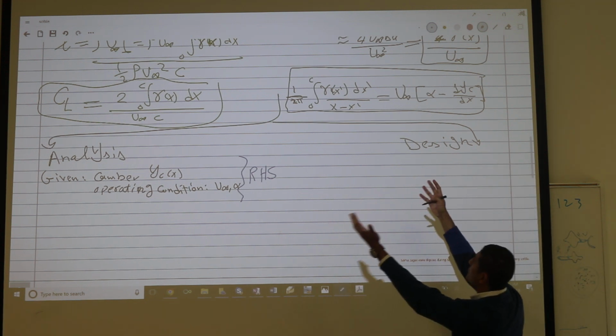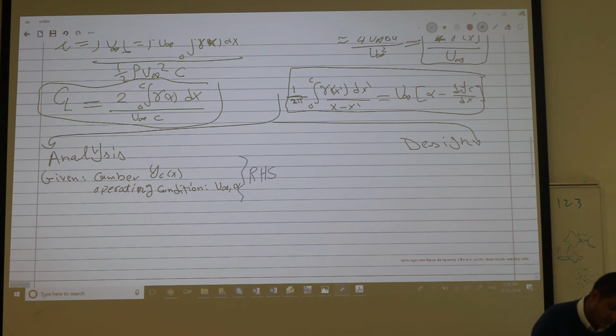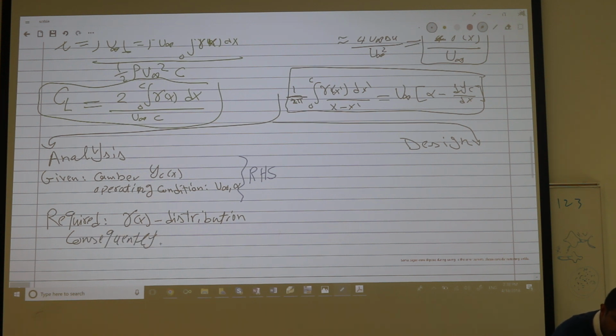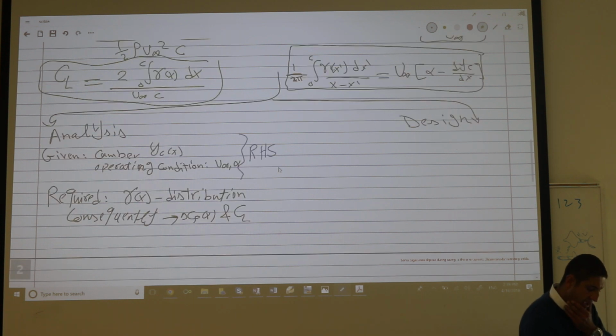right hand side, and I want to solve this equation. This is hard, so what's required? The required is the circulation distribution. And actually, consequently, if I have gamma, like I said, I can get the C_p and lift, right? So this is an analysis problem, and it's hard.